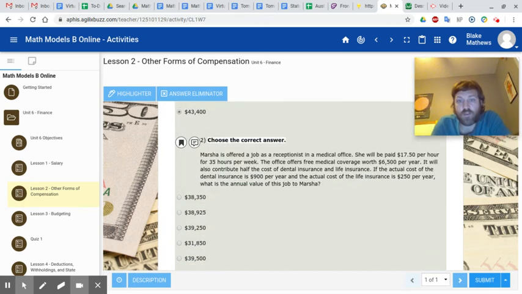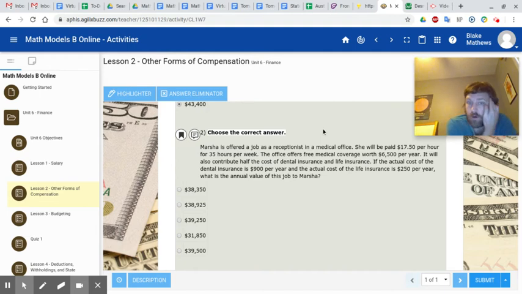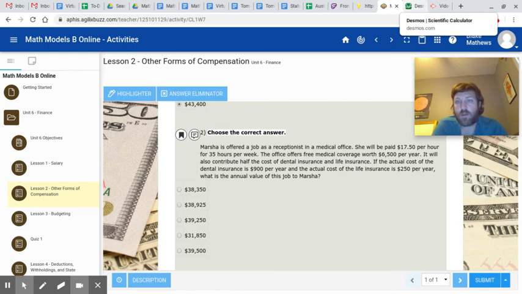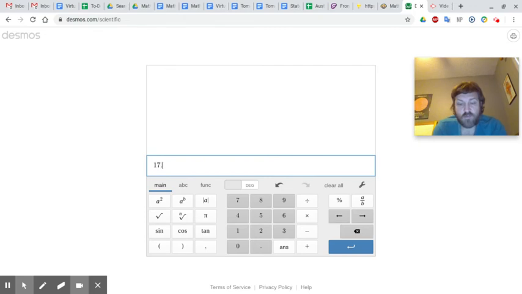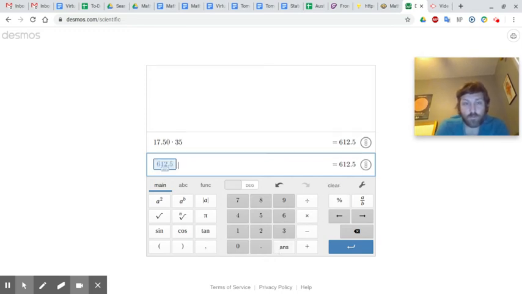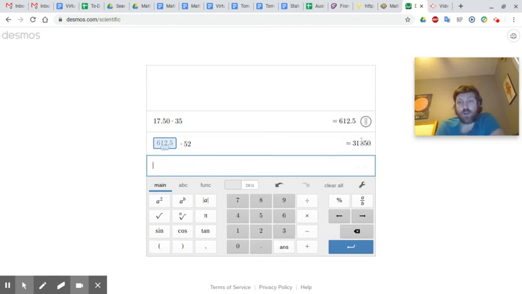So let's keep going and look at some of these other ways they do it. Marsha's offered a job as a receptionist in a medical office. She'll be paid $17.50 per hour for 35 hours per week. So let's start there. We're going to calculate that first. Let's clear all. $17.50 per hour times 35 hours a week. So there's the weekly, and then times answer times 52. So there's the pay starting.